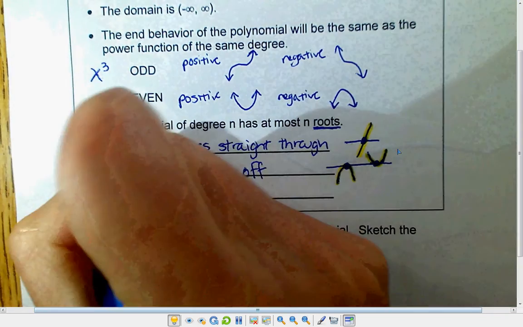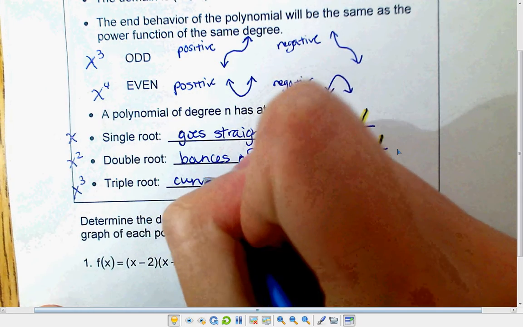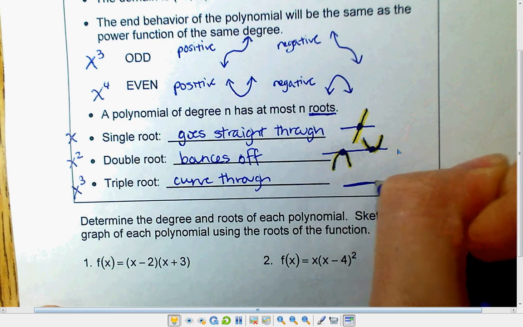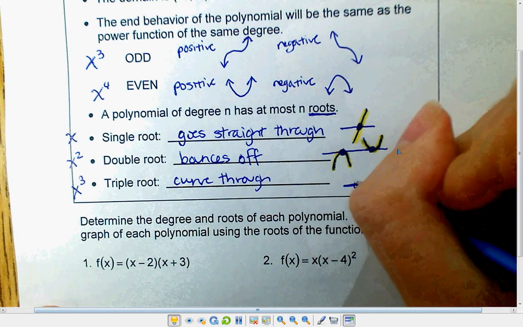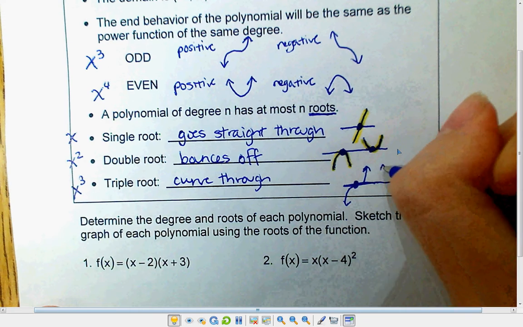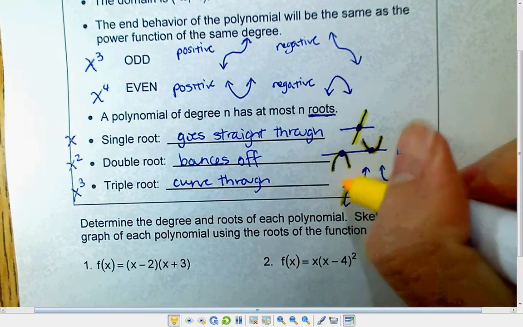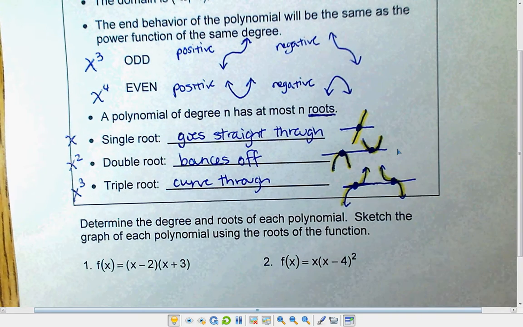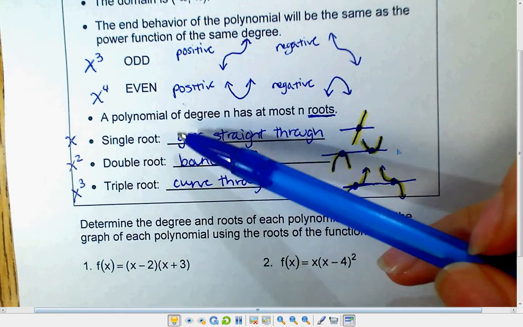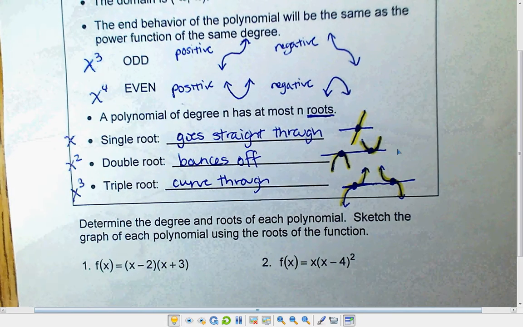And finally, our triple root, which is going to look like our x cubed function, our cubic function. It's going to curve through it. Again, it's going to resemble our cubic function, where if this is my point, it's going to make a little curve, just like my cubic parent function. Or it could go in the opposite direction, of course. So it's either going to curve up or curve down. Knowing this, now we can draw any function just by knowing its degree, so is it odd or even, and also what type of root each one is. This is all you need to know. This is the important stuff for today's lesson.